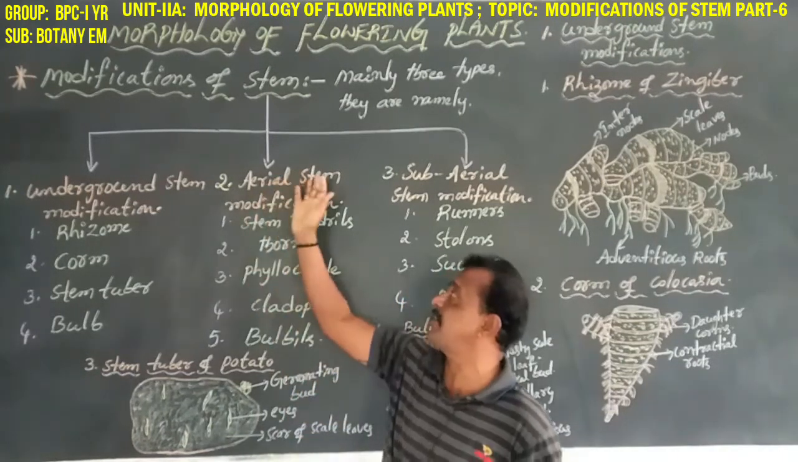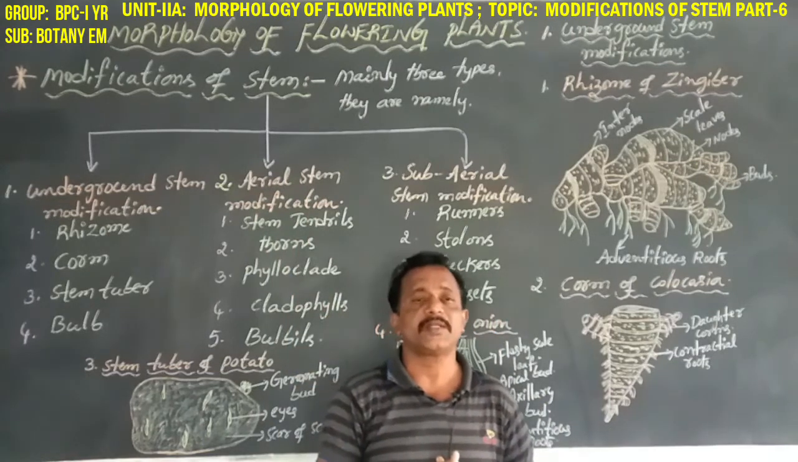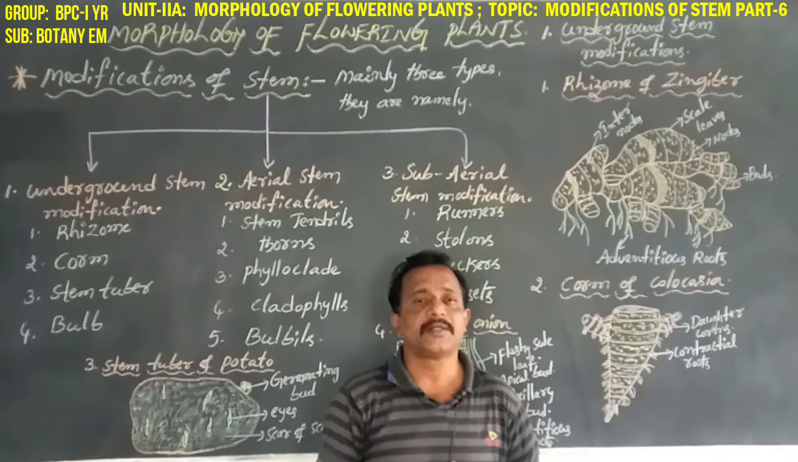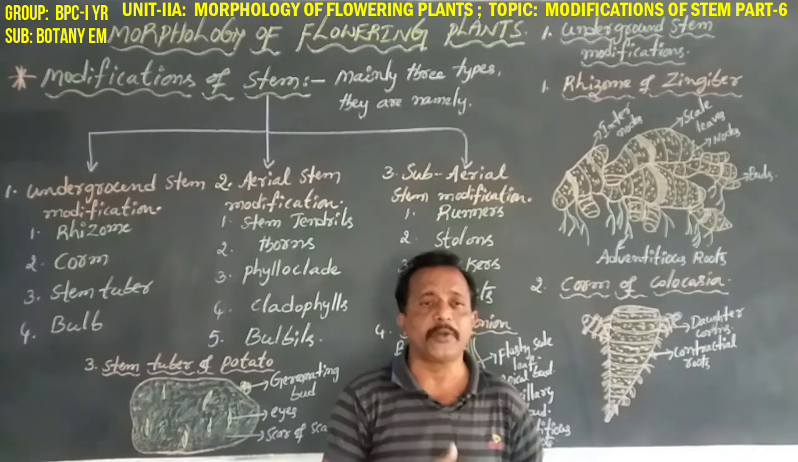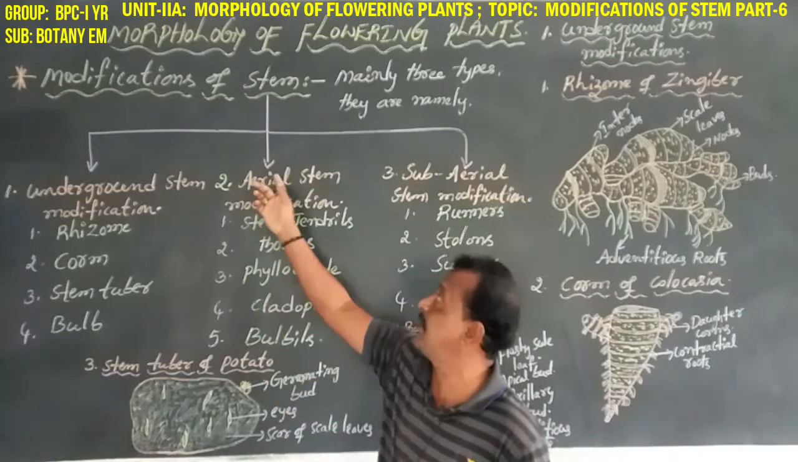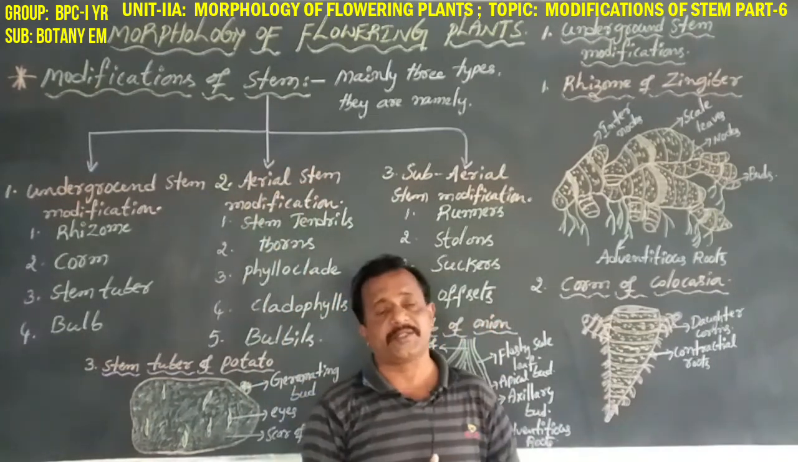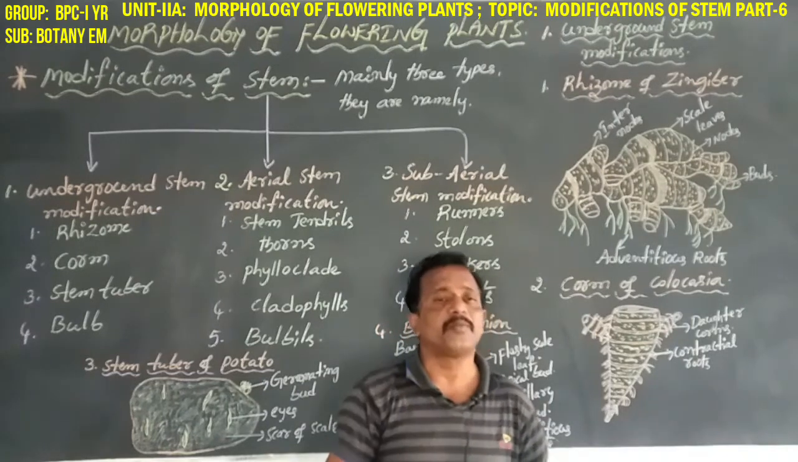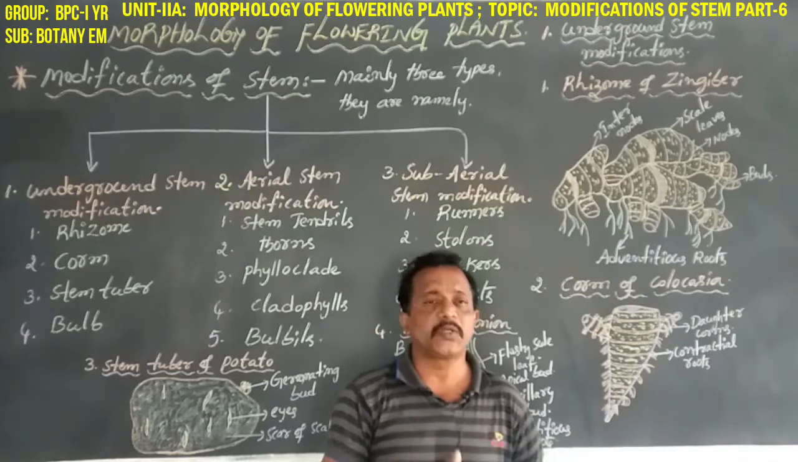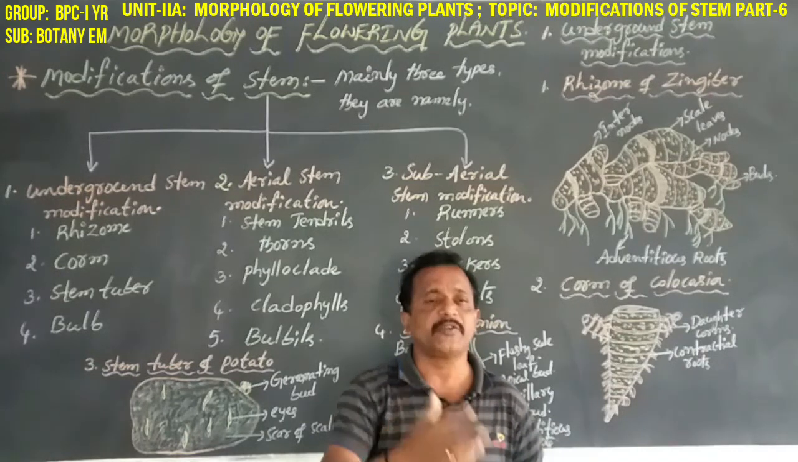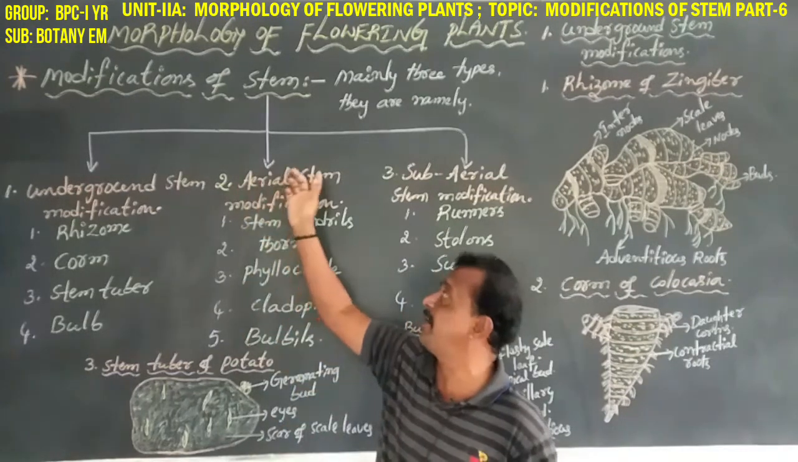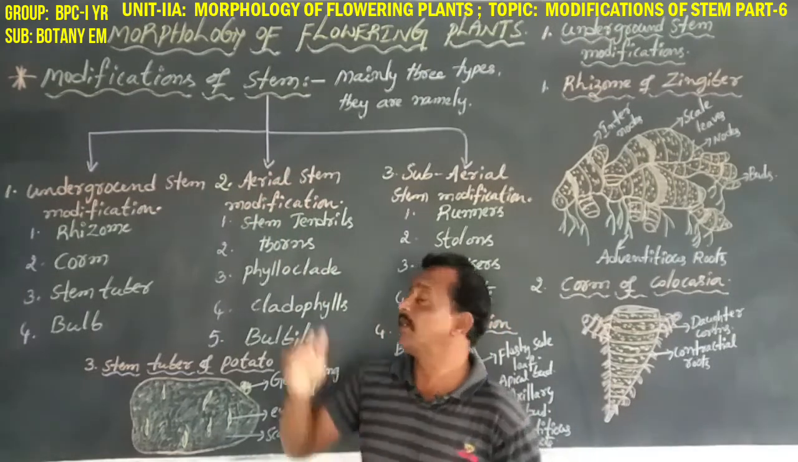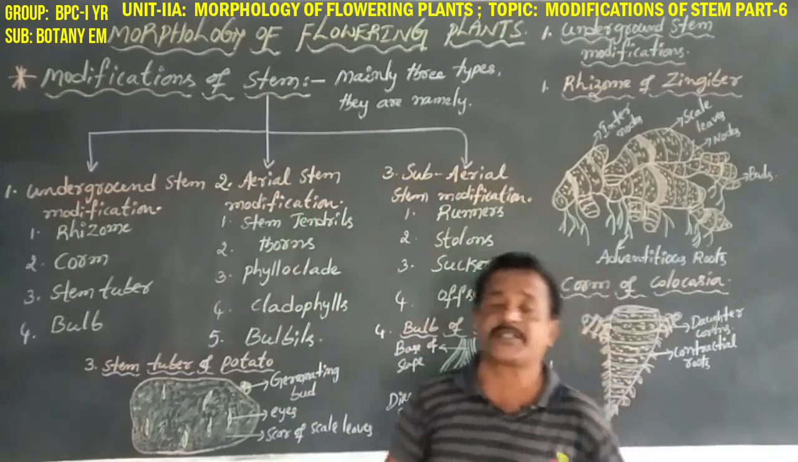The second one is aerial stem modification. In some plants, the aerial stems, vegetative buds and reproductive buds of a plant are modified; that is called aerial stem modification.